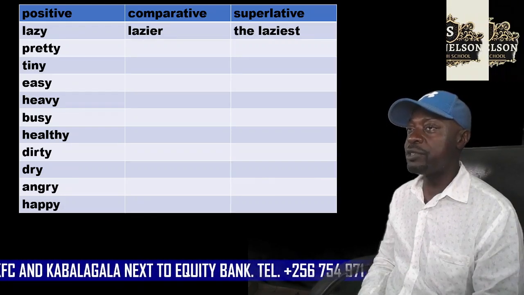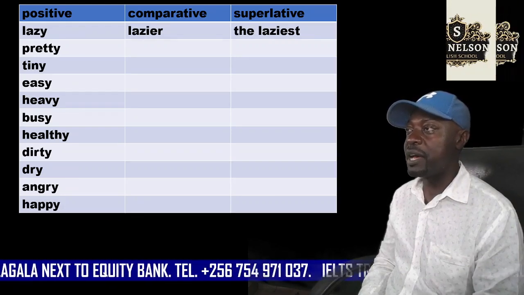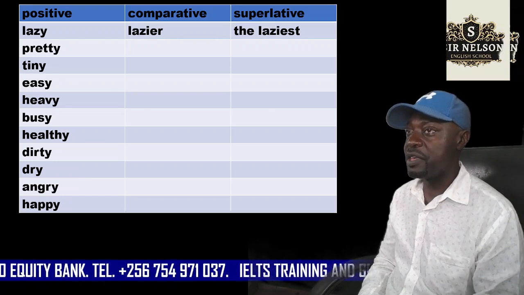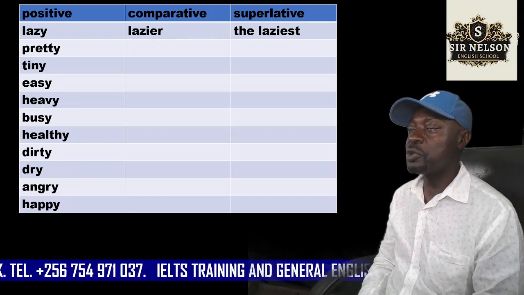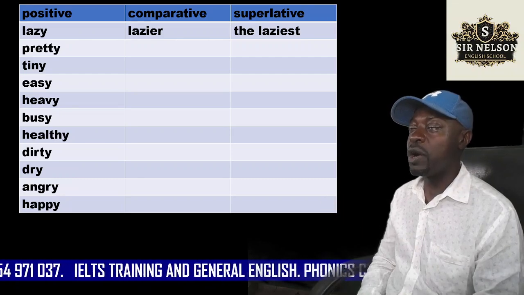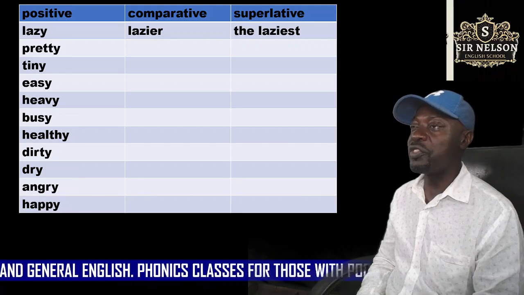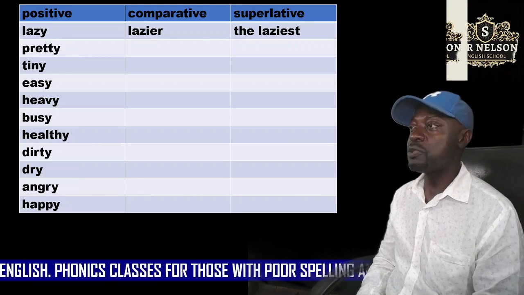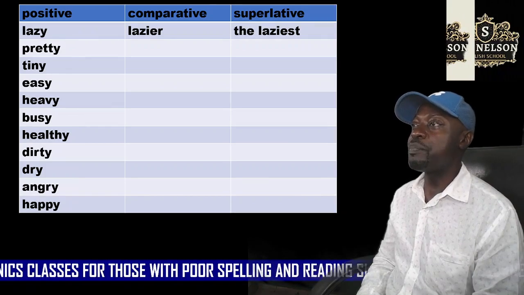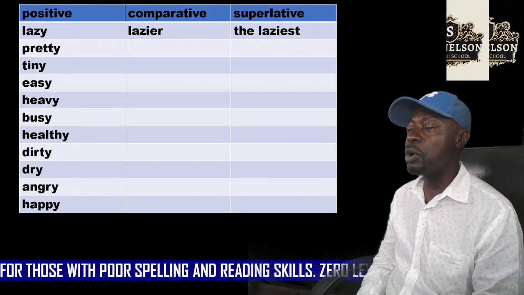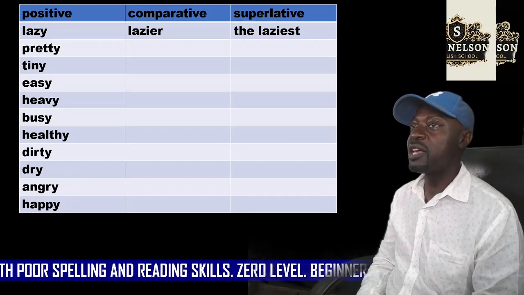Adjectives, we have what we call positive, comparative, and the superlative. The positive means you describe one thing or one person. Comparative means you are comparing two things or two people. Superlative means you are comparing more than two people, more than two things.